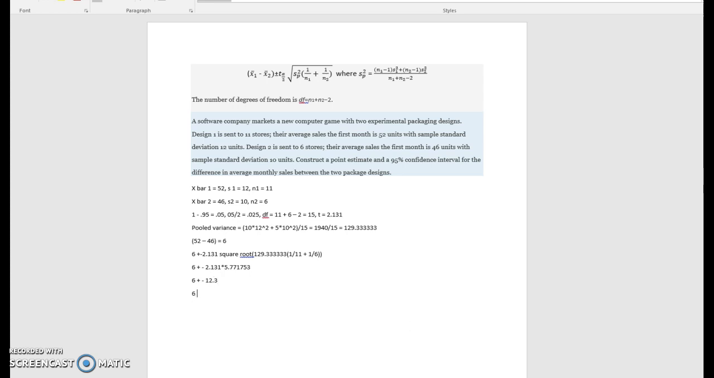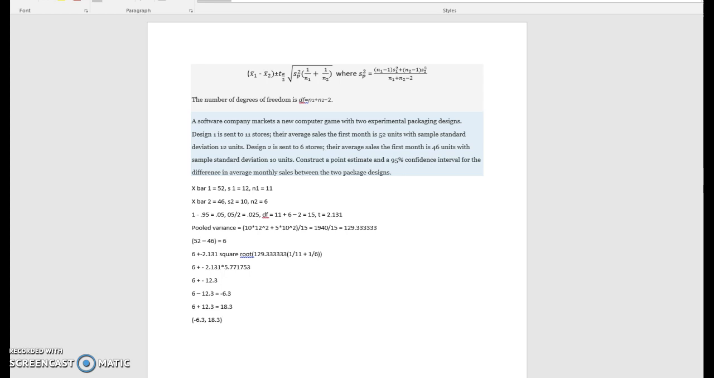And of course, now we need to do 6 minus 12.3 and 6 plus 12.3. So our 6 minus 12.3 is going to give us negative 6.3. And our 6 plus 12.3 is going to give us 18.3. All right, so our confidence interval is from negative 6.3 to 18.3.